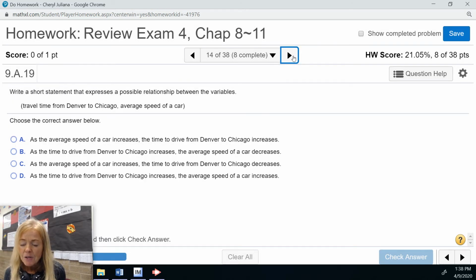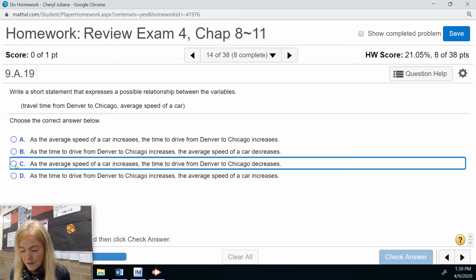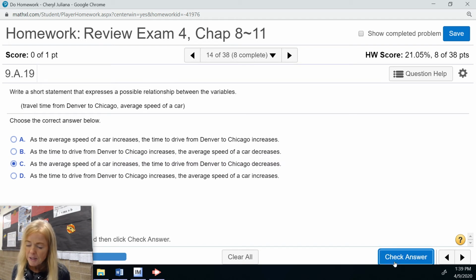All right, 14. Write a short statement that expresses a possible relationship between the variables. So travel time from Denver to Chicago and average speed of the car. With number 14 here, the travel time is going to be independent, and then average speed of the car will be dependent. And we would say as the average speed of the car increases, the time to drive decreases, right? The faster you go, the less time it takes to drive because your rate's going to increase.